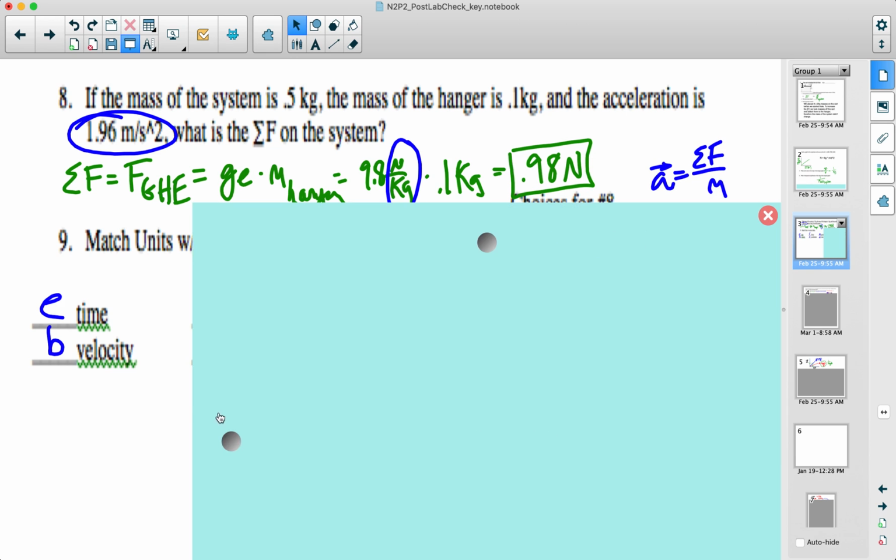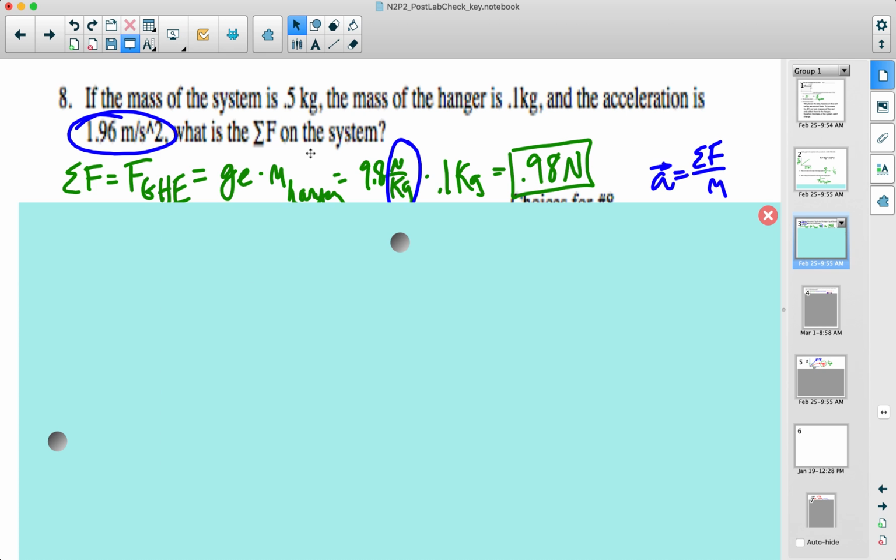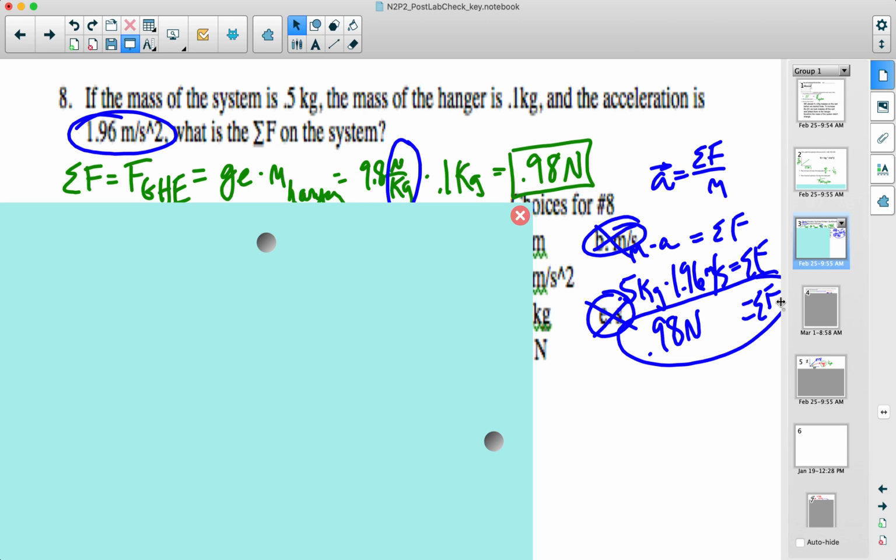Now, there's another way to do this problem, and you would only be able to do this after you had completed the lab, where we had established Newton's second law. Acceleration is net force divided by the mass of the system. We could solve this for net force, in which case we'd have to move mass to the other side. So we now have mass times acceleration. That's not a subtraction sign. Mass times acceleration is the net force.